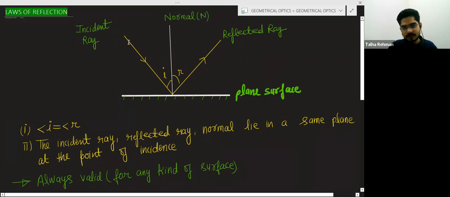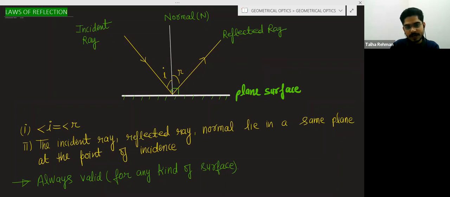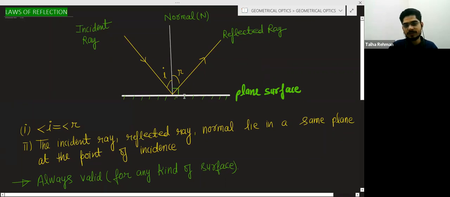This is a plane surface. So basically, a light ray. This is the incident ray. And here is the normal. This normal makes an angle of 90 degrees with the surface. This is the reflected ray, so here reflection of light is taking place. This angle is the angle of incidence, this angle is the angle of reflection, you already know these things.